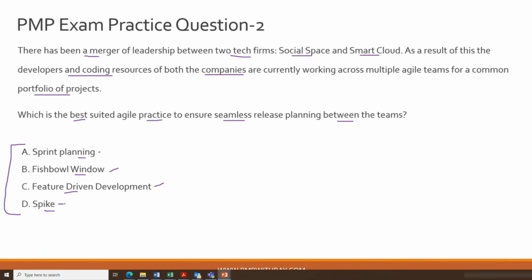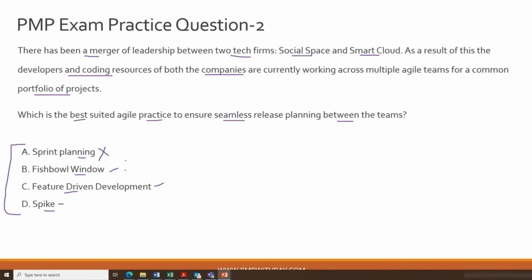Okay, so the teams of Social Space on one side and the team of Smart Cloud on the other side. Okay, so that way sprint planning is something which you do anyways in agile projects. Okay, and it has no link to this scenario or to this context. So that is why this is an incorrect option.